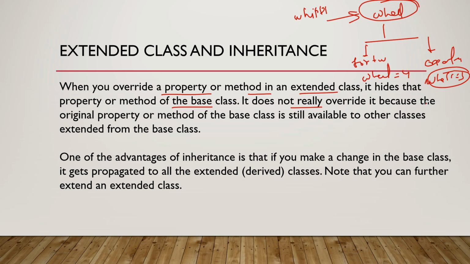What I want to say is, suppose you want to extend further and add one more car, like BMW here, I am also able to do this. For that we can utilize the wheel property. So your original property will not get overridden. Now one of the advantages of inheritance is that if you make changes in your base class, it will get propagated to the extended class, and you can further extend the extended class.